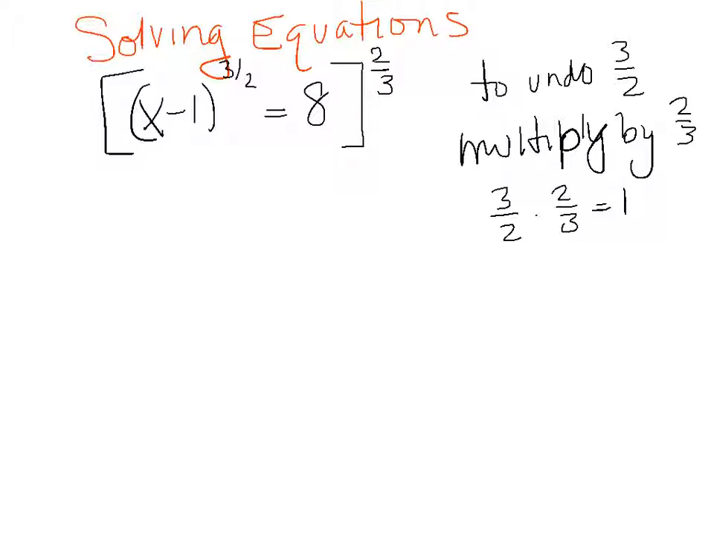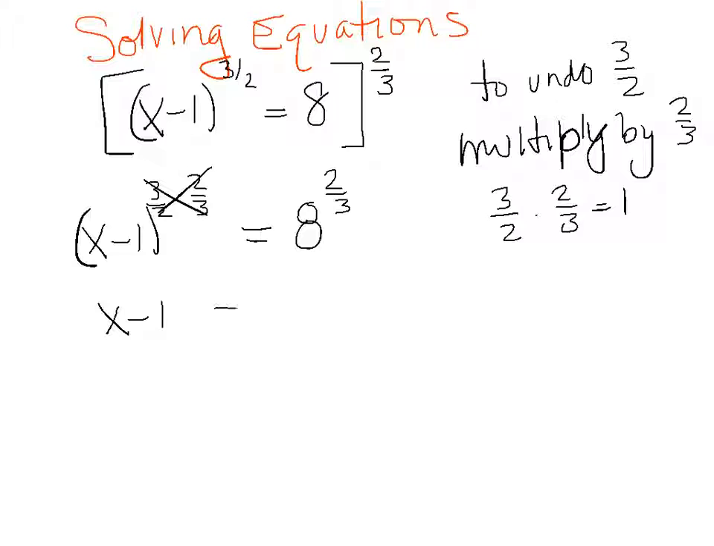So what happens is the left side gets raised to that 2/3 power. I multiply the exponents together. And the right-hand side gets raised as well to the 2/3 power. Of course, this is 1, so x minus 1 to the 1, I don't need the extra 1. 8 to the 2/3, so that's 8 to the 1/3 raised to the second power. x minus 1 is equal to 2 squared. 2 squared is 4. Okay, so we've done that already.